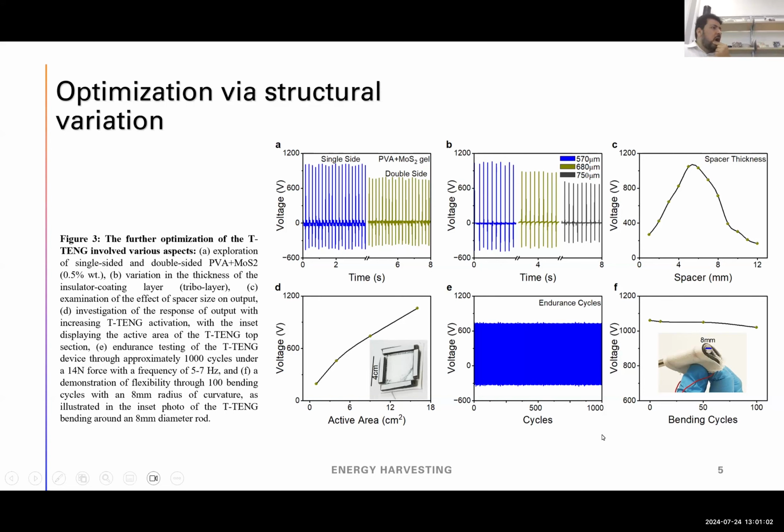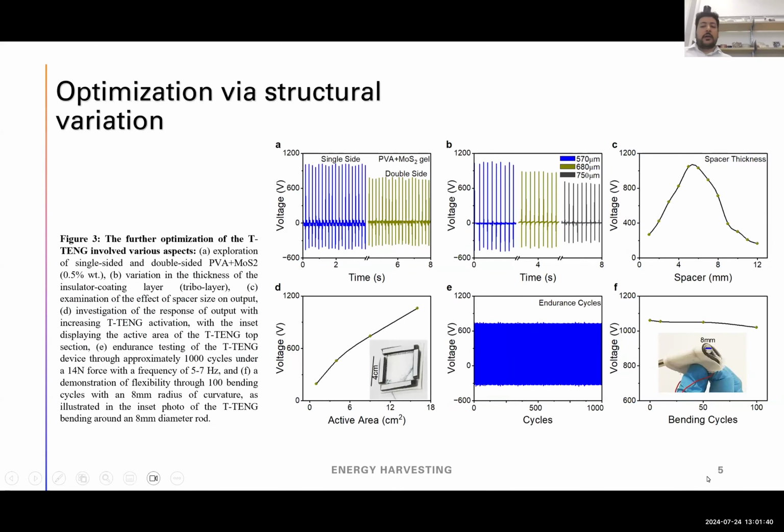Figure E shows the endurance cycles, whether we get any decay when checking the durability of the device. So I ran it continuously up to 1,000 cycles, and as you can see, there are negligible changes in the output. You can see in figure E that there is no change, and it was giving continuous similar peaks and similar results.